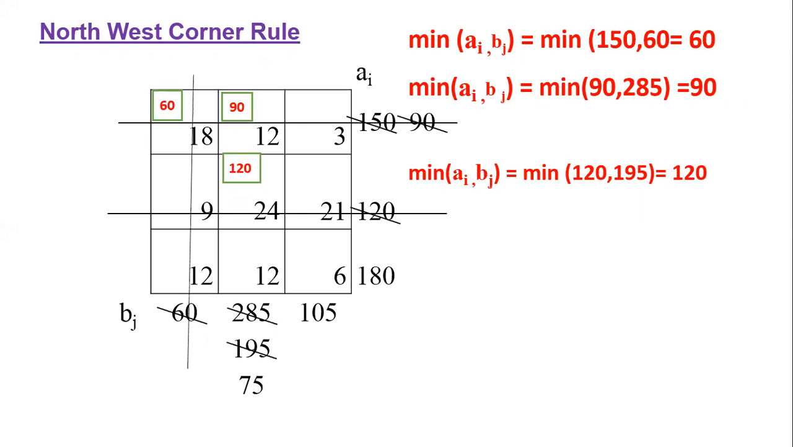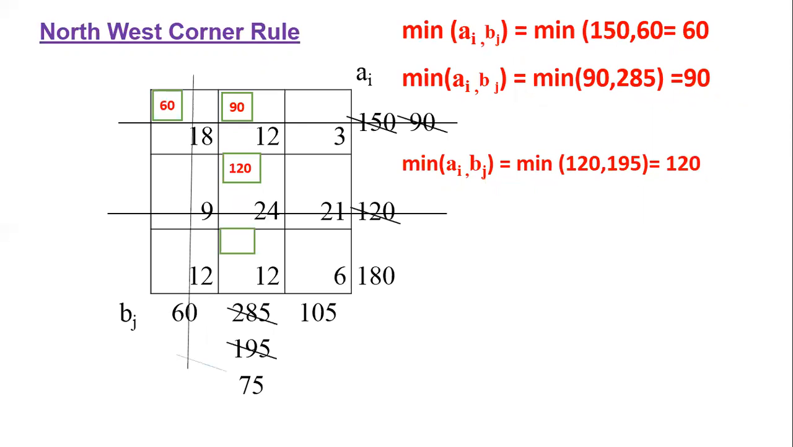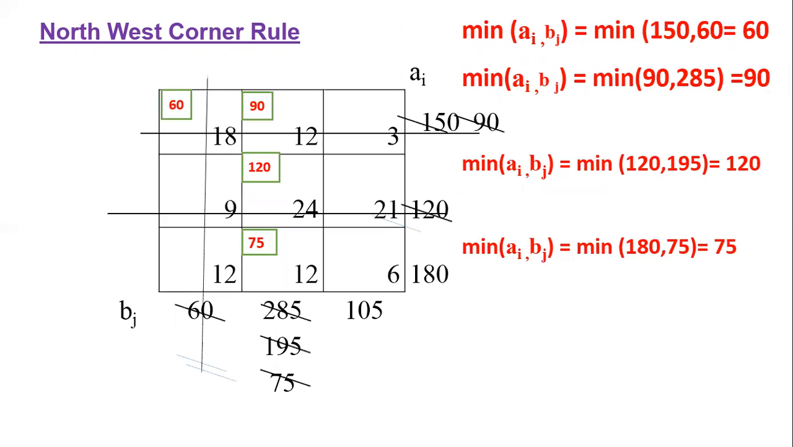Again, you have to allocate the minimum at the next northwest corner, which is 12. Then choose the corresponding Ai, Bj values, 180 and 75. The minimum is 75. You have to allocate 75. 75 minus 75 is 0. 180 minus 75 is 105. So 75 is a nil balance, so you have to strike out the demand column. Again, the next northwest corner is 6.